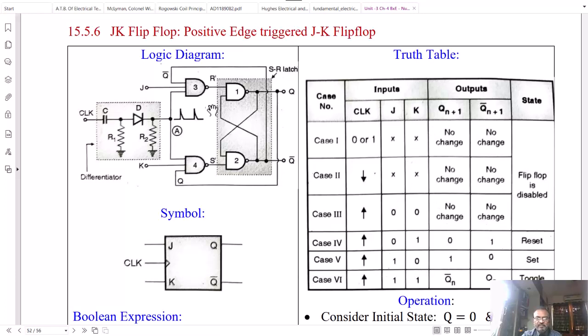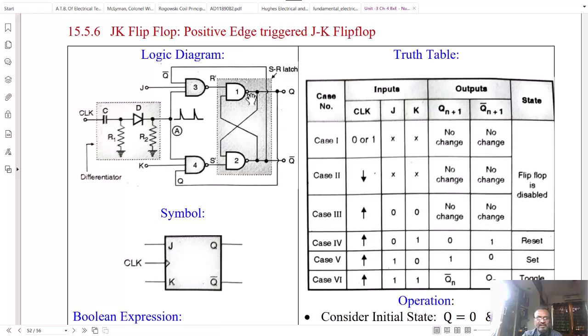Similarly, consider the fifth case: the J input is 1 and the K input is 0. Now J input 1 means, upper gate 3, the J input is 1. Consider the clock is 1, so two inputs are 1, and Q bar is already 1. So the inputs for the upper gate will all be 1. And therefore, the AND operation results in logic 1 and NOT of it will be logic 0. And therefore, R dash will be 0. Similarly, if you check the condition of the lower NAND gate, you will get S dash equal to 1.